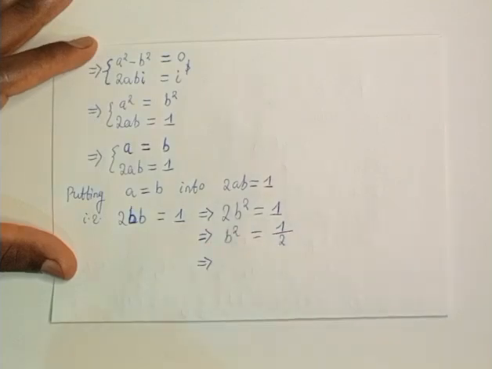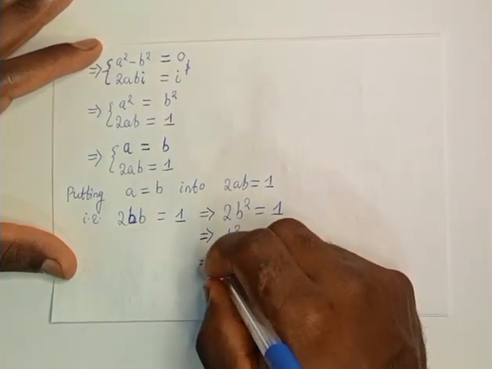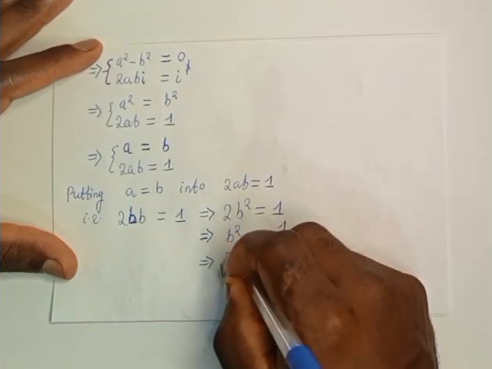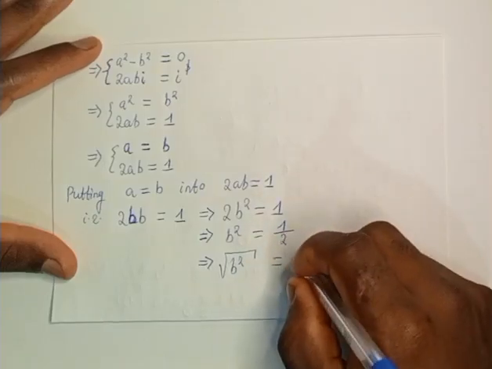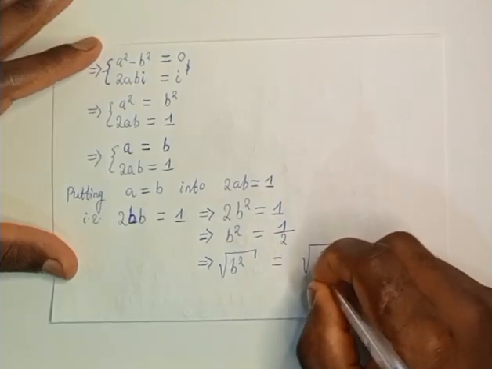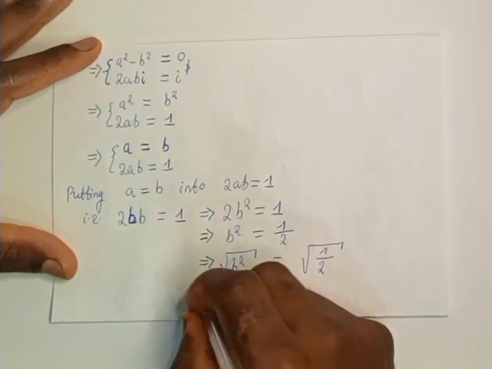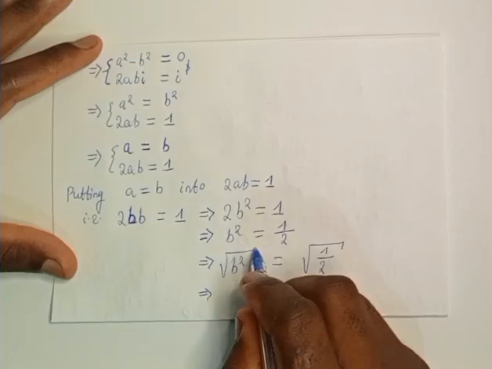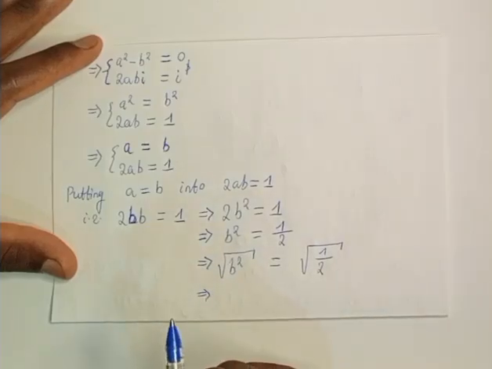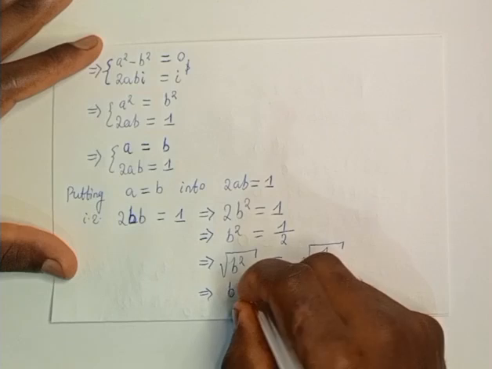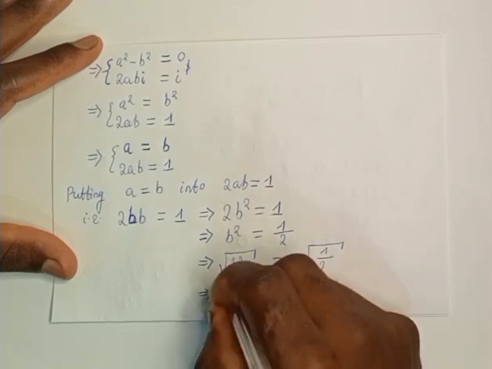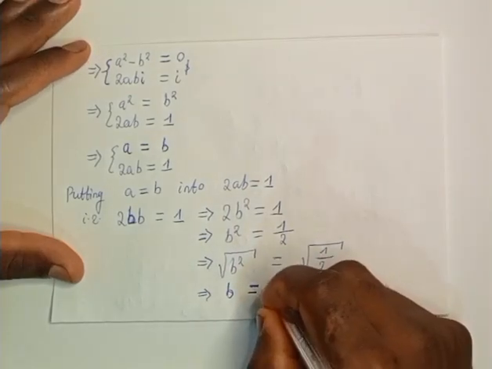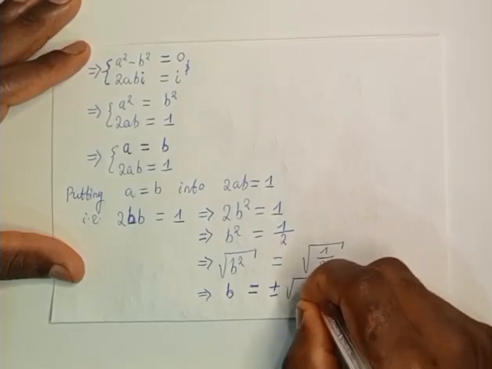Then we have to take a square root at the left hand side and at the right hand side. The square root of b squared will be equal to the square root of a half. Then the square root of b squared simply decides the magnitude of b, and the magnitude of b will simply be equal to plus or minus the square root of a half.